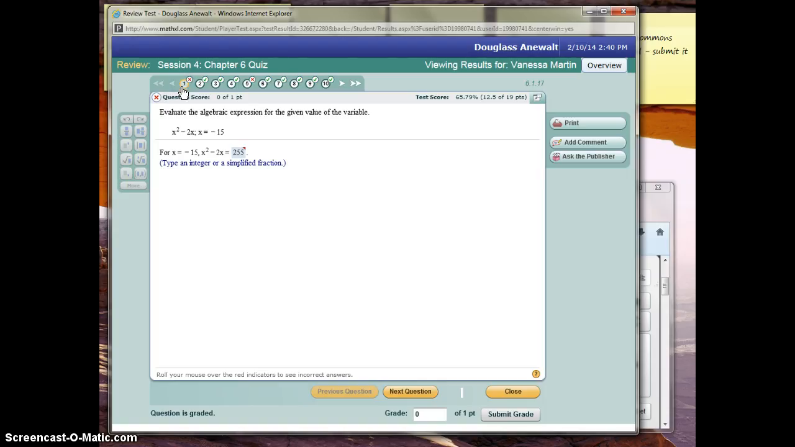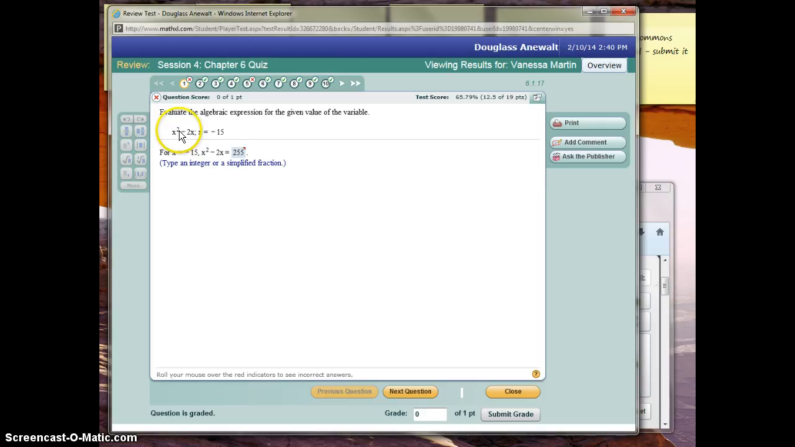I wanted to take the chance to quickly run through the things you missed, make sure you understand all of them. For this type of problem, evaluate this algebraic expression for the given value. It just wants you to plug in the value, which is a negative 15, into the equation they give you, which is x squared minus 2x, and then see what number you get back.